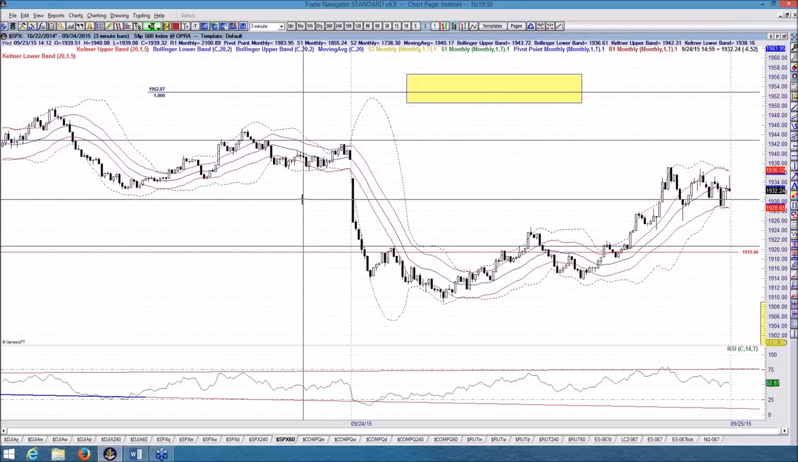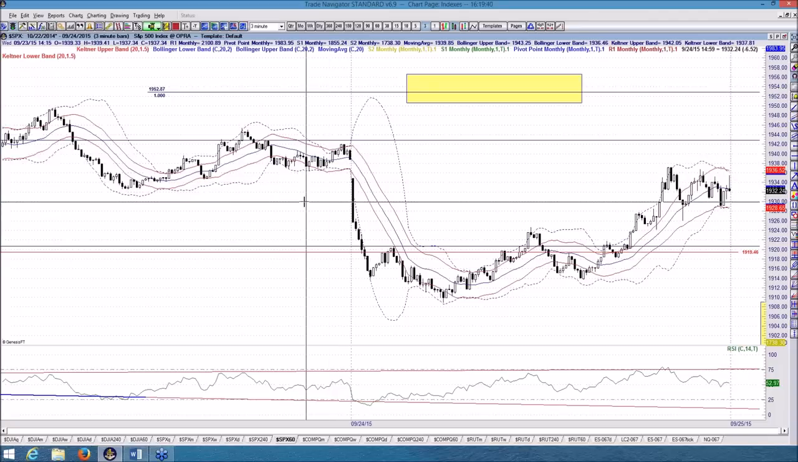You have serious compression. Now, this can happen on a daily basis. This can happen on a 5-minute basis. You're looking right here at SPX, and I'm looking at a 3-minute chart. So you can use this day trading.